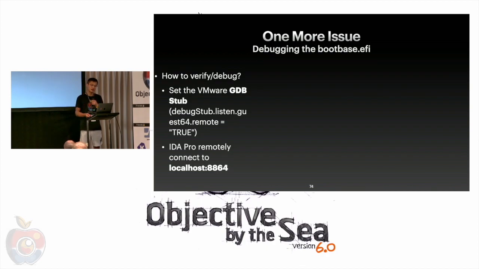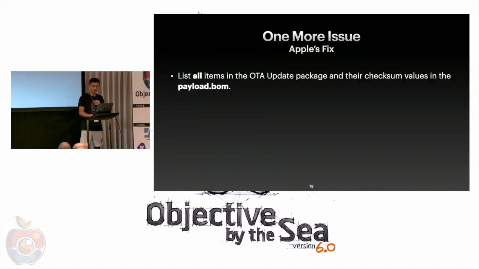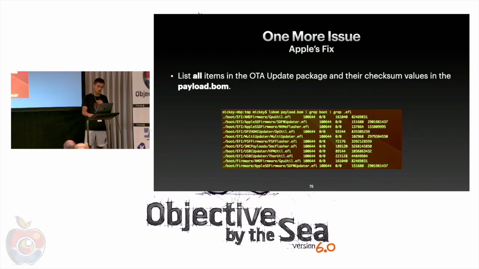To verify this, I set up a remote GDB stub and connected to it remotely in IDA Pro. As a result, you can see that my shellcode does execute in the EFI shell as expected. In order to verify the integrity of the OTA package effectively, it is necessary to list all items in the OTA package from the payload BOM file. Now, Apple did do it after this report.